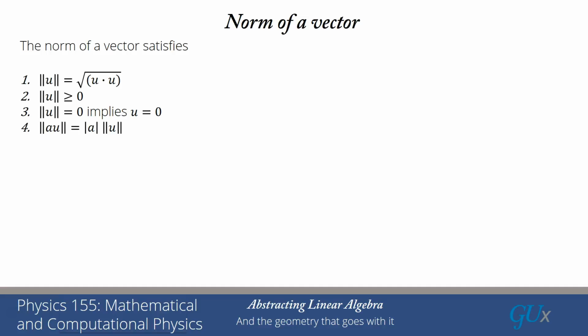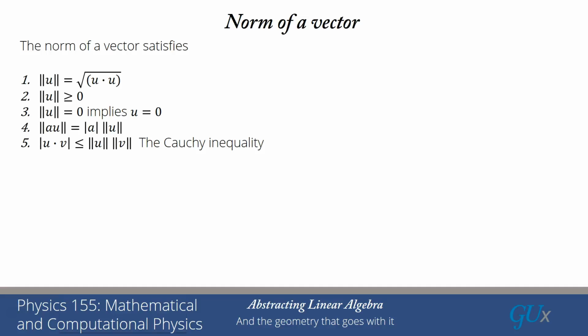If we have a number that we multiply by u, now it ends up being the absolute value of that number times the norm of u, because we have the square root of the square of that number coming out. And so it becomes the absolute value of that number. And that's the norm or modulus of the number if it's a complex number.